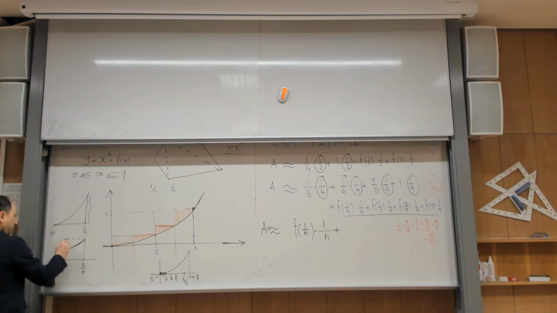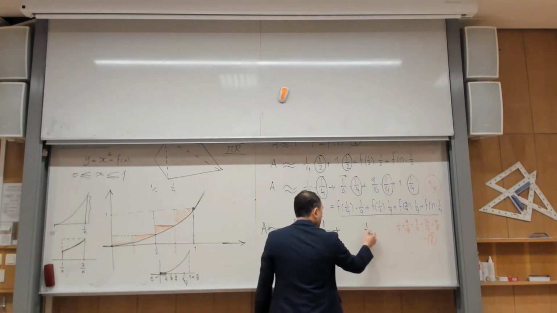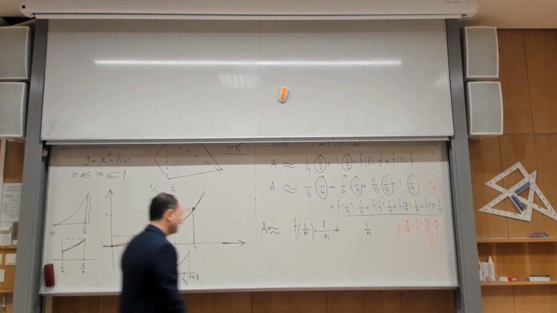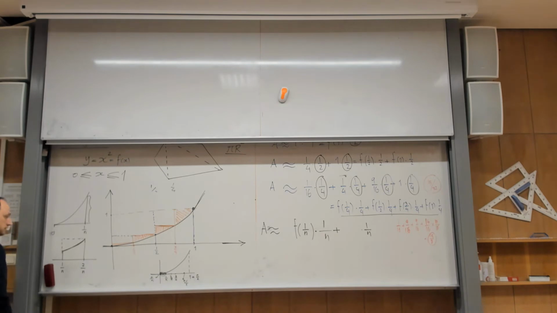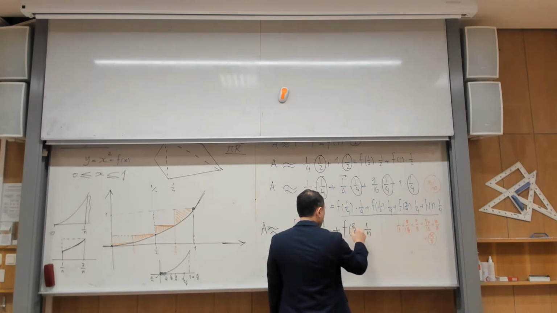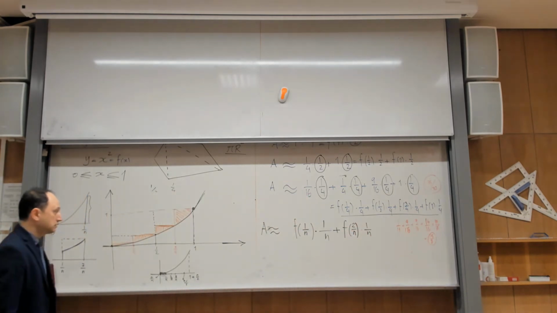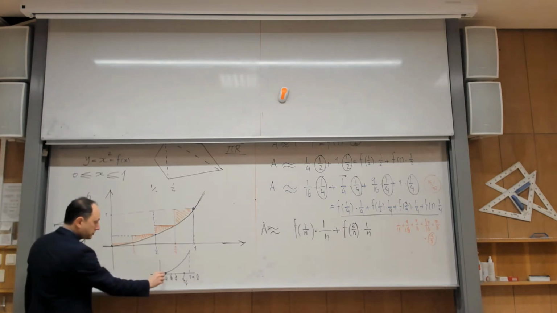Okay? And I want to complete this rectangle. So what is the width? 1 over n again. But what is the height? The height is f of 2 over n. Understandable or not? Yes? Is that clear? So the next rectangle is here.